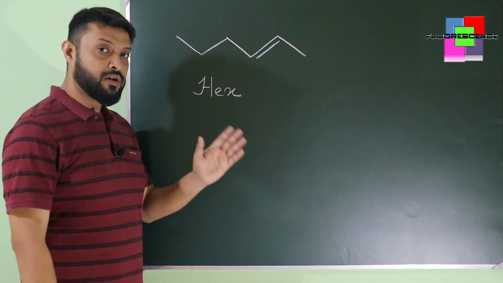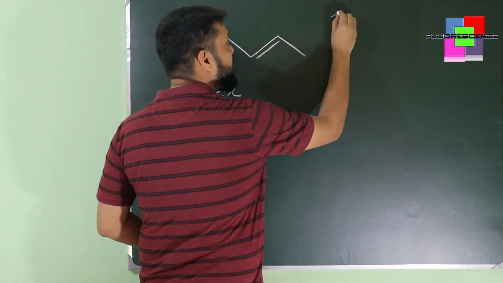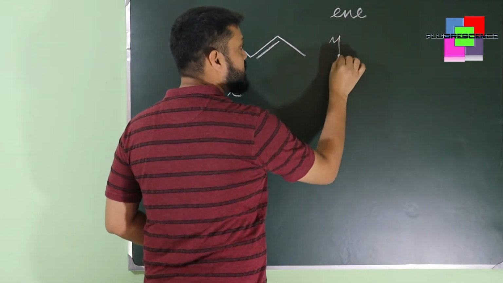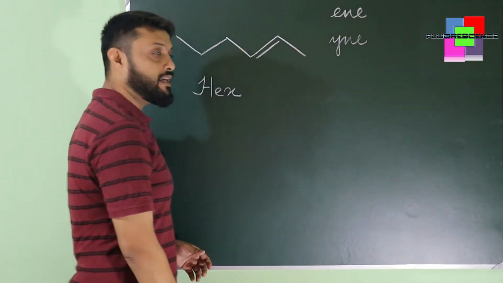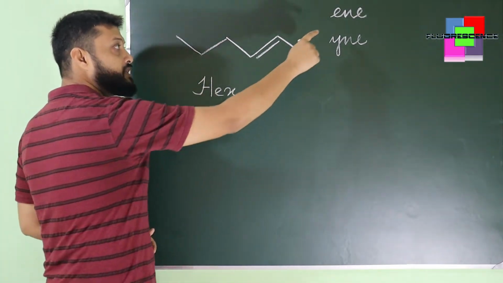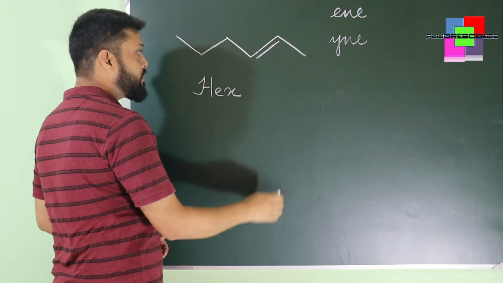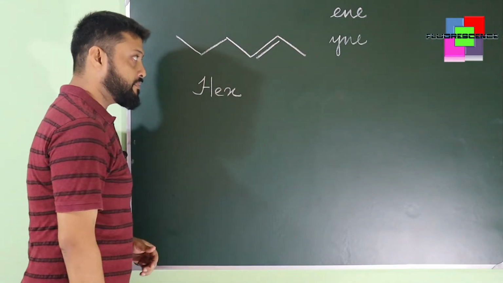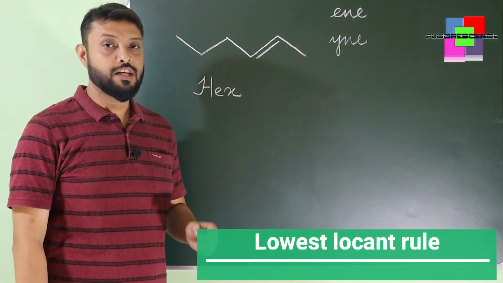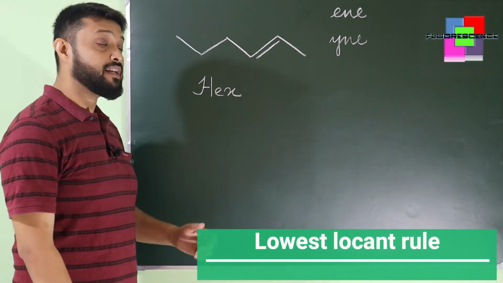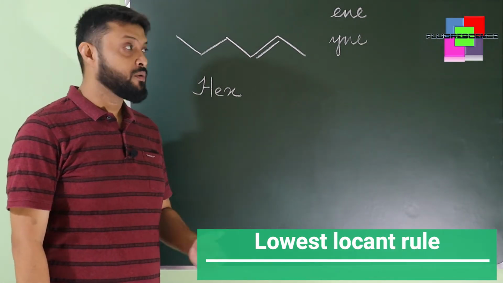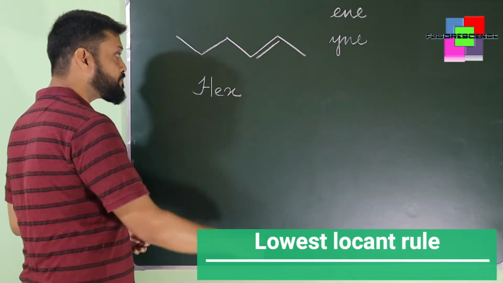After that, for double bonded compounds, you will end with "-ene". For triple bonded compounds, we will end with "-yne". Now, since this is a double bonded compound, we will end with "-ene". Now, which side to start the numbering? We'll use the lowest locant rule. The second rule is the lowest locant rule. We'll start from that end where we will get the double bond or the triple bond with the least locant.